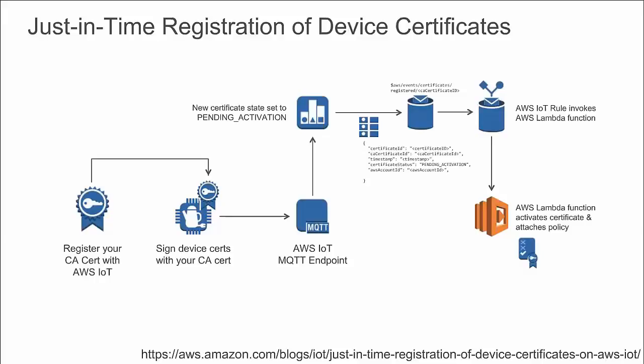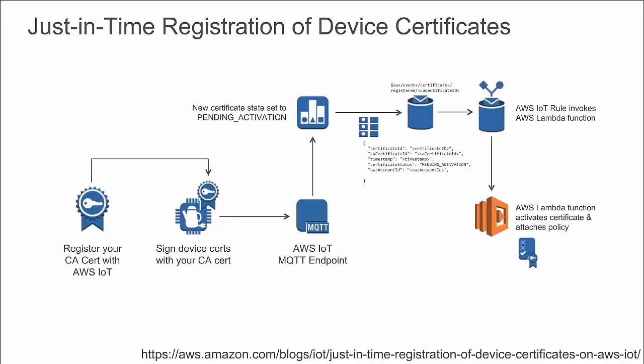So when those devices first connect to the AWS IoT endpoint, they present a device certificate, and bear in mind that a device certificate contains two things. It contains the public key, which is required for encrypting data that is going to be sent back to the device for decryption with the device's private key.